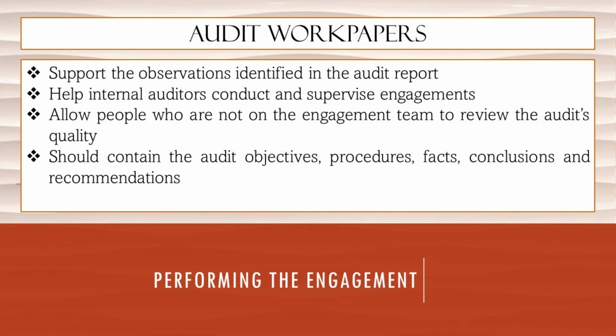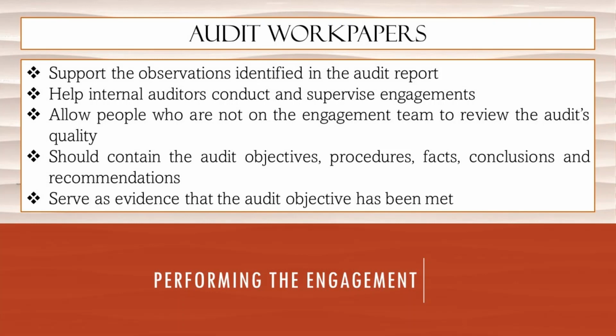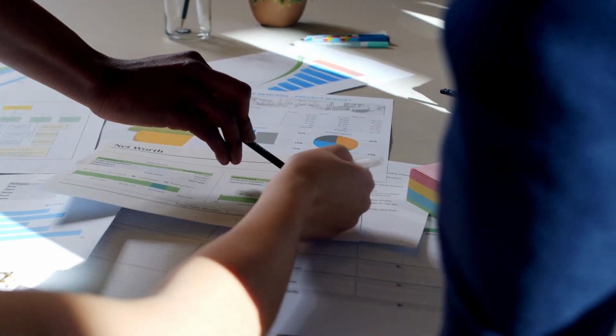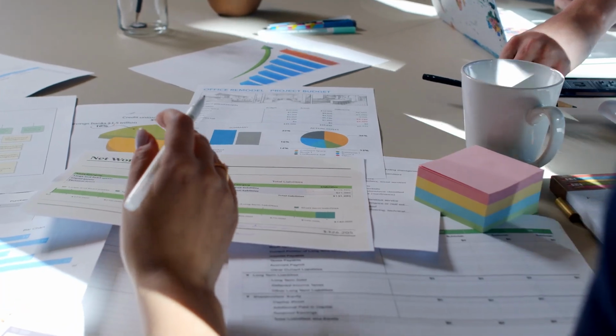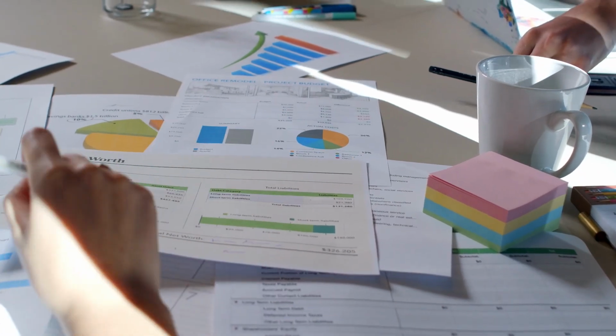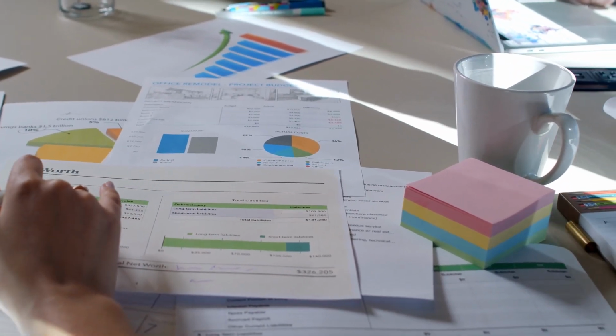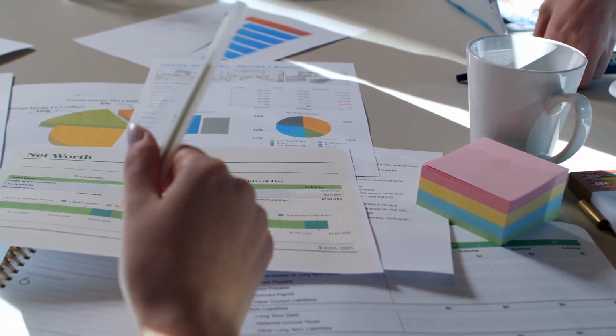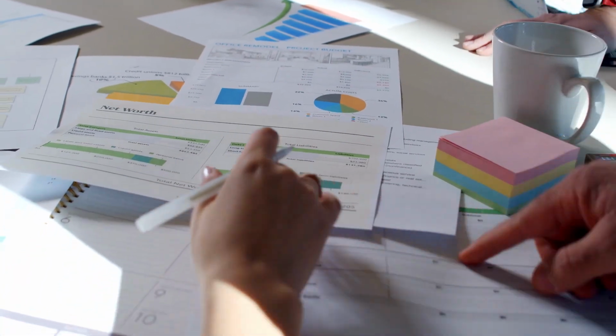Work papers should contain the audit objectives, procedures, facts, conclusions, and recommendations. Remember, a work paper is not complete until the audit objective has been met and is supported. Work papers can include flowcharts, graphs, tables, narratives, supporting documentation, and tick marks. Now let's answer practice question number 1.